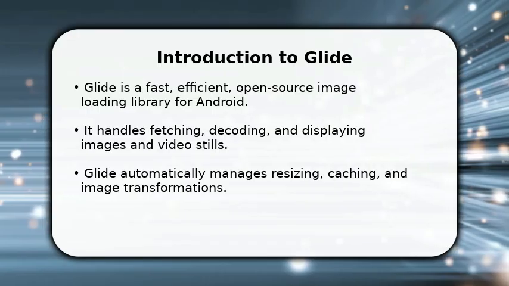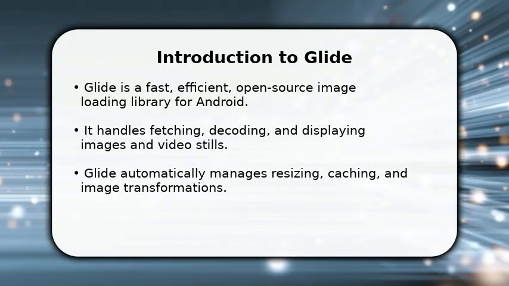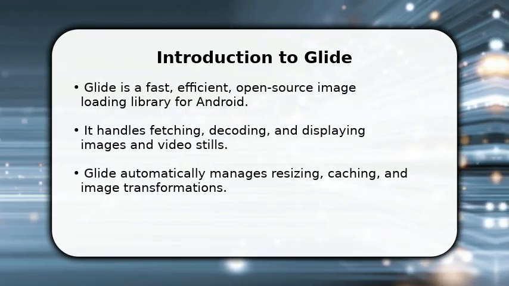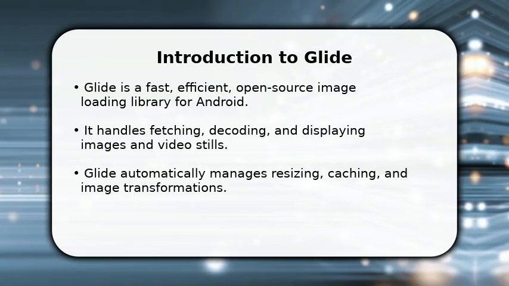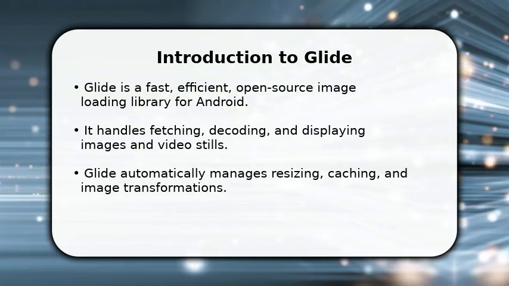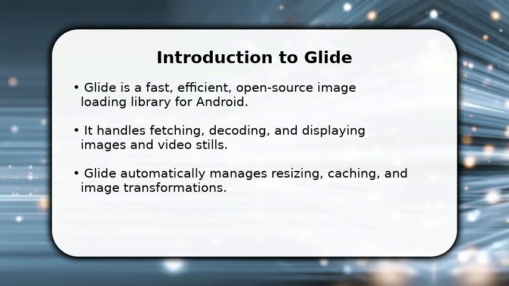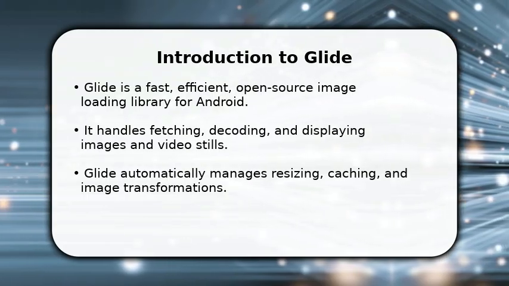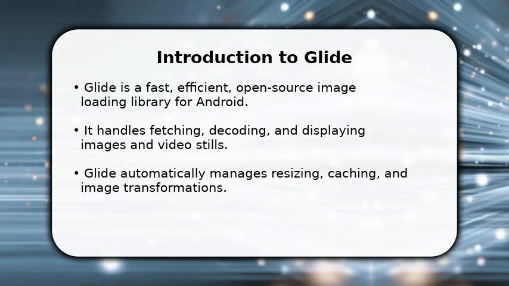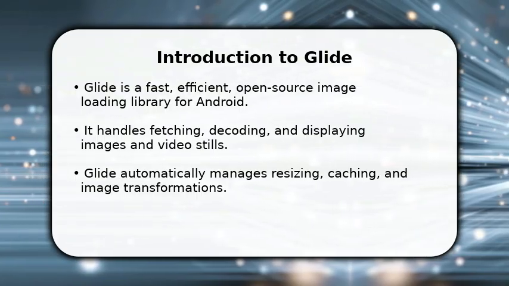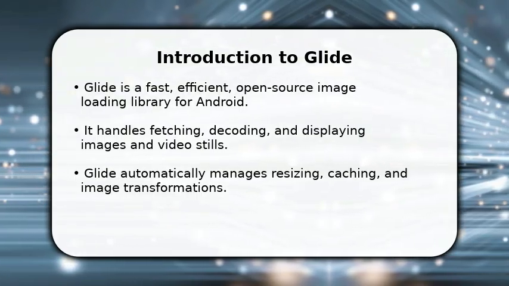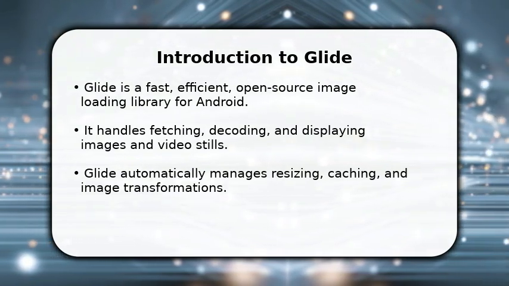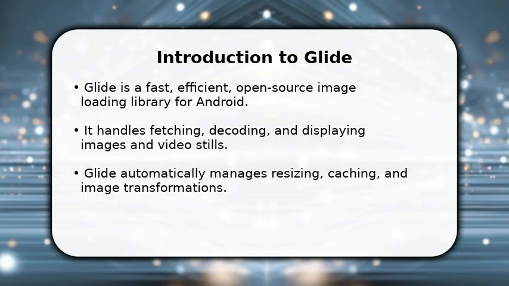In this video, I will explain how to use Glide in Android Studio. Glide is a powerful and widely recommended open-source library for Android, designed to make image loading incredibly smooth and efficient. It excels at fetching, decoding, and displaying various media types, including images, video stills, and even animated GIFs. Glide intelligently handles complex tasks like resizing, caching, and applying transformations, all while integrating deeply with your app's lifecycle for optimal performance. This means less boilerplate code and a better user experience.